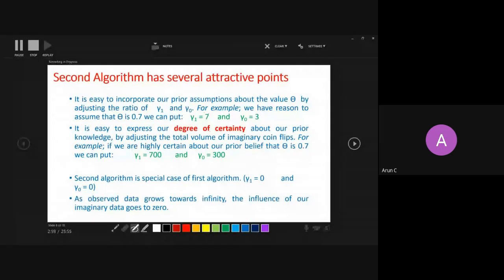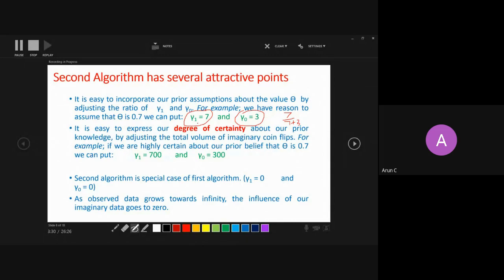So if you say that it is a biased coin, then you may say that I feel that 70% of the time it will give head. So you just say gamma 1 equals 7 and gamma 0 equals 3, right? So there you say that 30% of the time it gives a tail. So now still it is 70%, right? 7 by 7 plus 3. It is 30% of the time you feel that it is tails. So this is your belief.